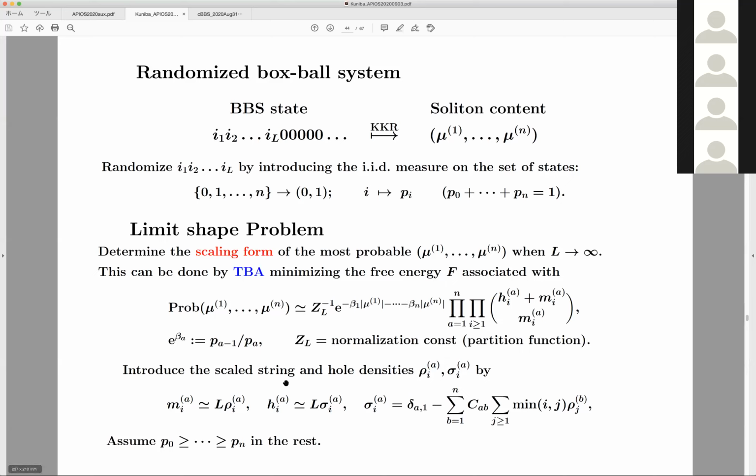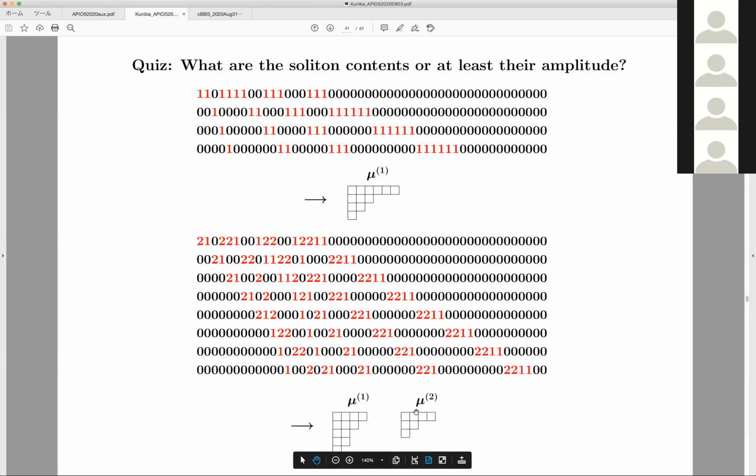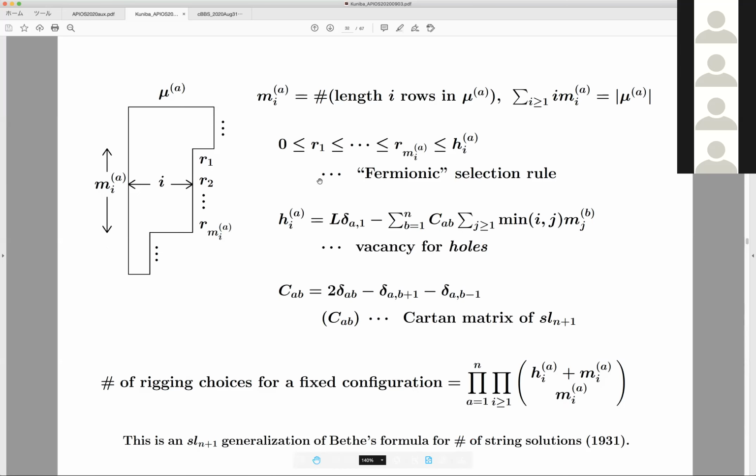So I introduce scaled string and hole densities, rho_i and sigma_i, by this formula. Remember that this is the number of color A, length i strings in the link configuration. And I scale it like this, where L is the system size. So this is the string density of color A and length i. Similarly, this is a hole, and the corresponding notation is sigma. And these are related by this formula, which is the scaling form of the previous ones, like this.